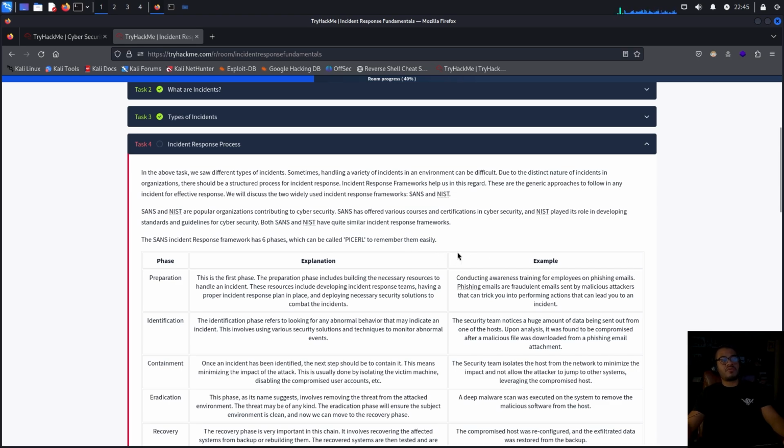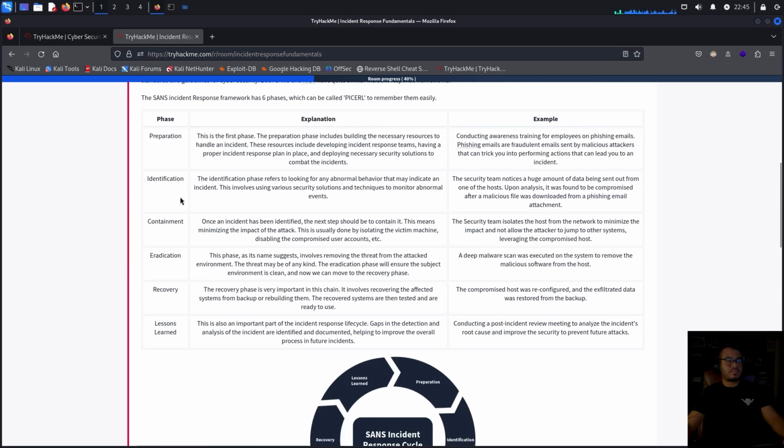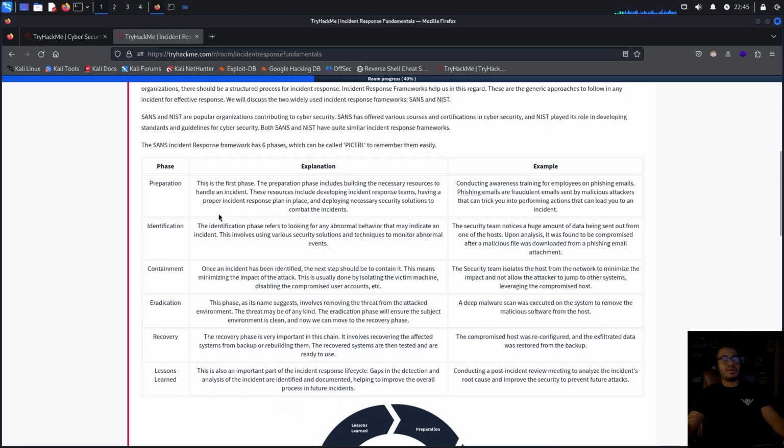The SANS incident response framework has 6 phases, which can be called PICERL to remember them easily: preparation, identification, containment, eradication, recovery, lessons learned, right? So preparation, this is the first phase.